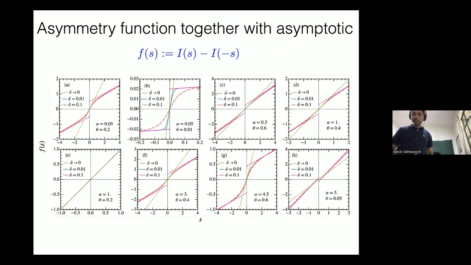This is, I am showing the same thing in a different way. So you can also actually compute this asymptotic slope analytically. And what I am showing is that this analytical plot agrees with this analytical asymptotic, and these other lines are where you numerically integrate and find out the large deviation function, and you see that it agrees with this asymptotic function.